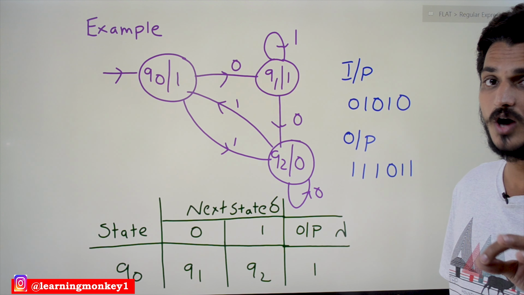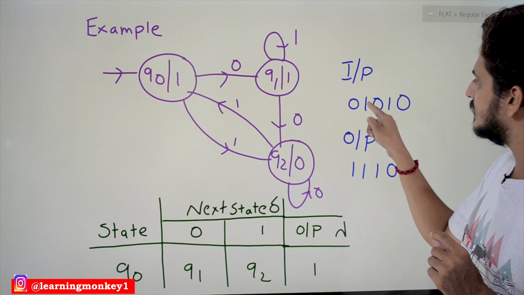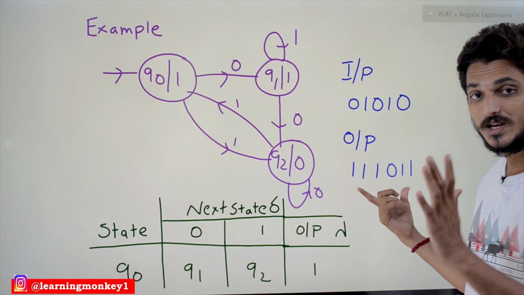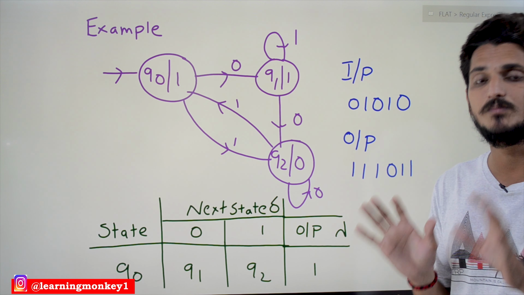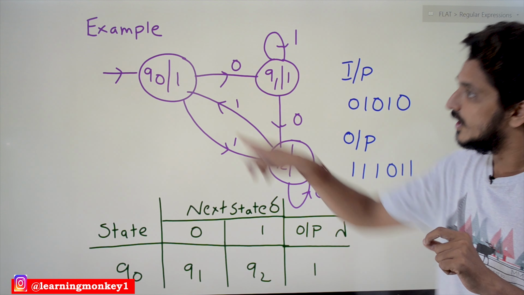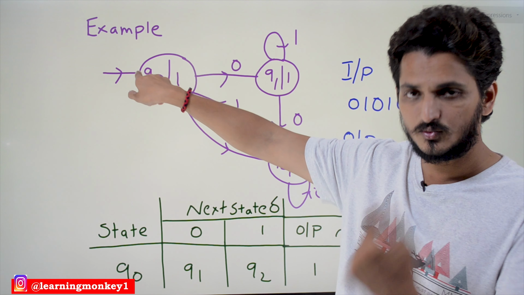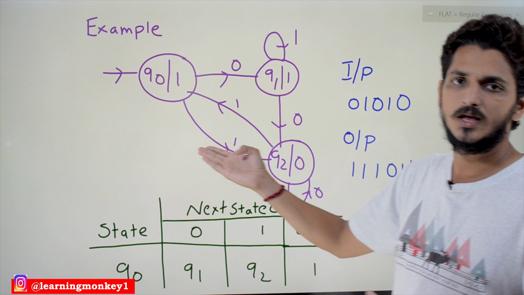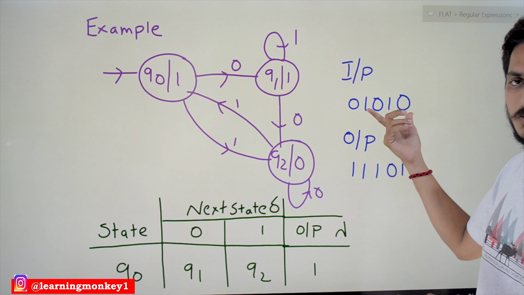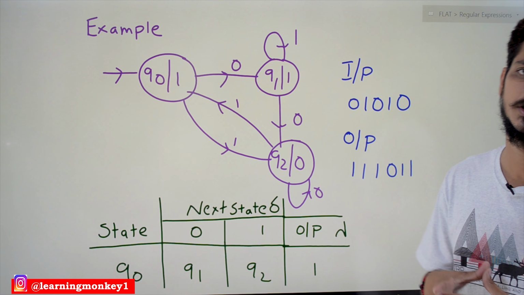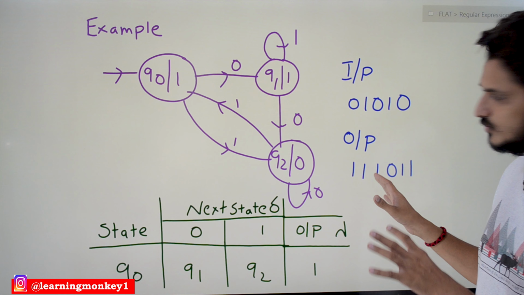One important point you have to understand here: the input symbols are 0, 1, 0, 1, 0, meaning 5 input symbols are there. Total how many output symbols are there? 6 output symbols are there for Moore machine. Why do we have 6 output symbols? In the initial state, first we start from the initial state. Without taking input, we are displaying an output. That's why if you have 5 input symbols, we will have 5 plus 1 output symbols in Moore machine. This is the point you have to understand.